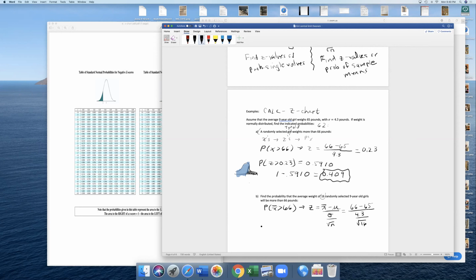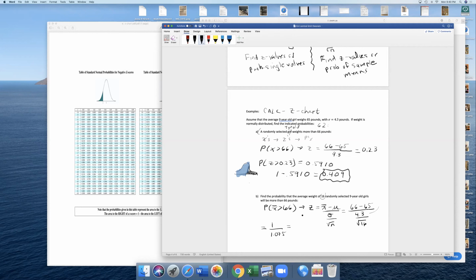Okay, so when we go to figure this out on my calculator, I'm going to do the numerator first. 66 minus 65 is 1. And then in my denominator, 4.3 divided by the square root of 16. And this is the same square root when we were figuring out standard deviation before. So 4.3 divided by the square root of 16 is 1.075.